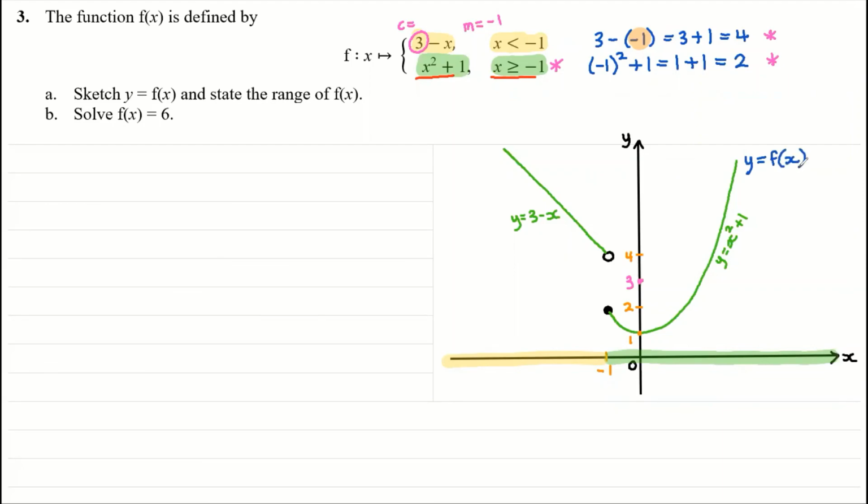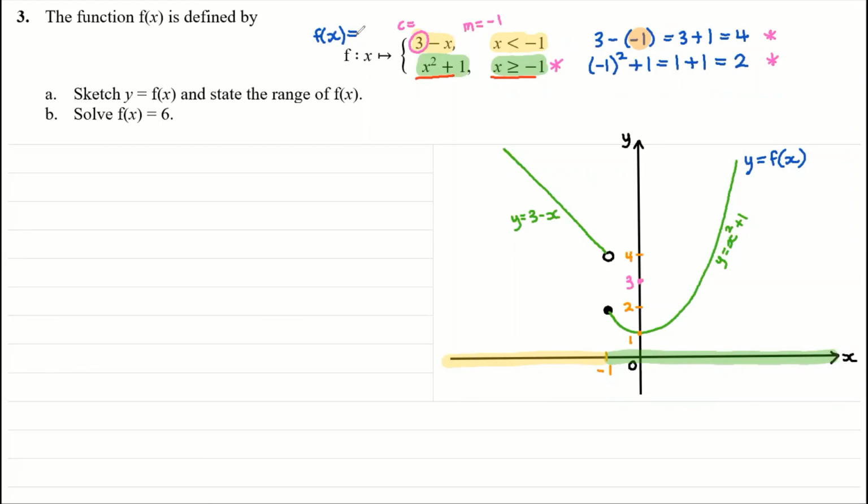Okay, and once again, just be aware that notation, if you don't like it, it's just the same as saying f of x is equal to. It's just a different way of writing it. All right. So I hope that's clear. So we've got our sketch done, and now we've got our sketch.